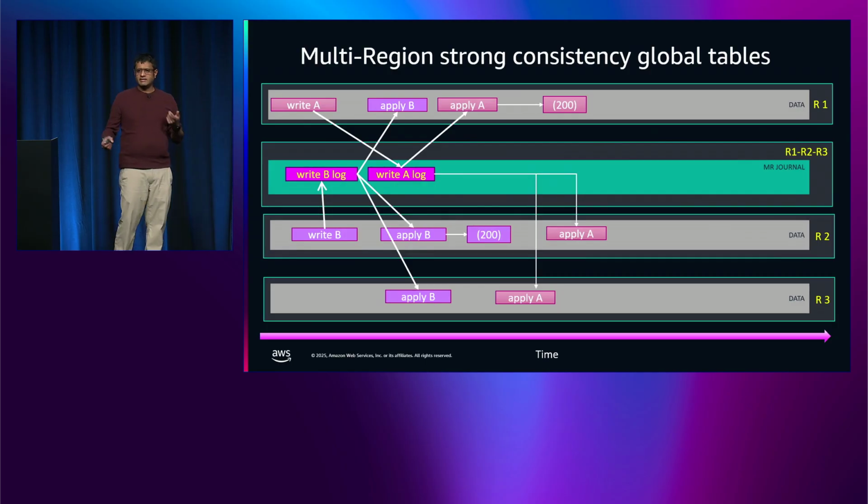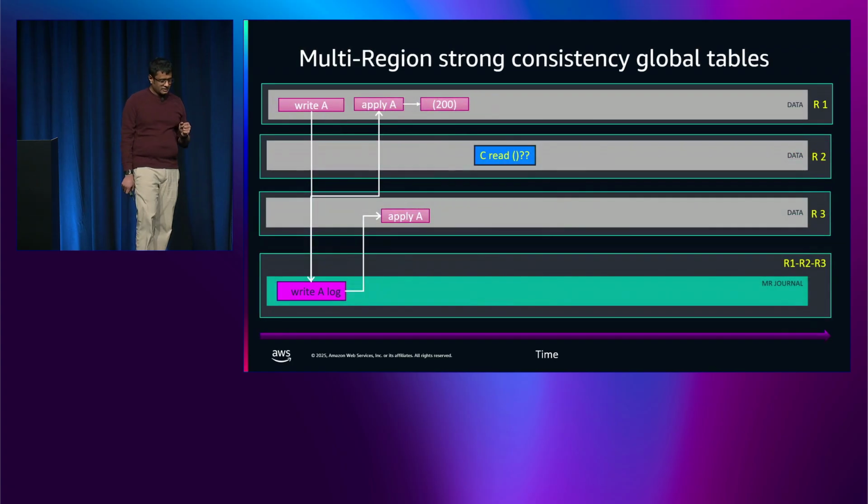Now, what happens if there are concurrent writes to different items from different regions? In this example, we have 2 regions having 2 writes to 2 different items. It may seem that write A arrives at R1 before write B, but since write B is appended in the journal before write A, write B is applied by all the regions before write A is applied. So the journal allows you to serialize these 2 writes. The journal serializes the writes for you in the order in which it appends the log entries.